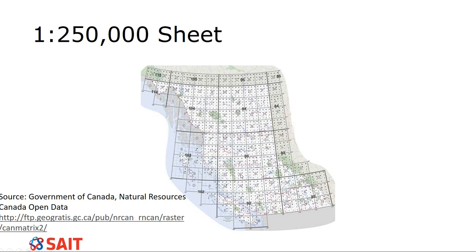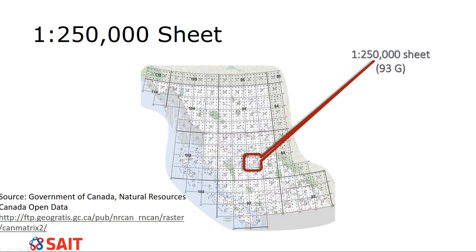Here in BC, we're looking at this in particular. So I have 93, the quadrangle 93. Then I zoom in a little bit and I get to G. So 93G is the 1 to 250,000 sheet. You can see me highlighting it there. That is the area of one of those map sheets or maps.